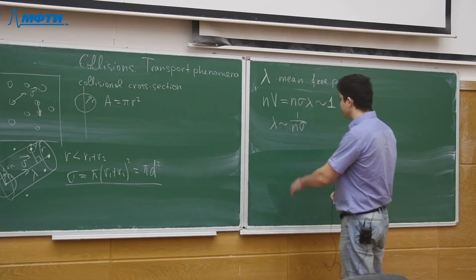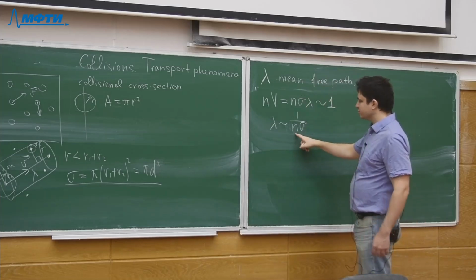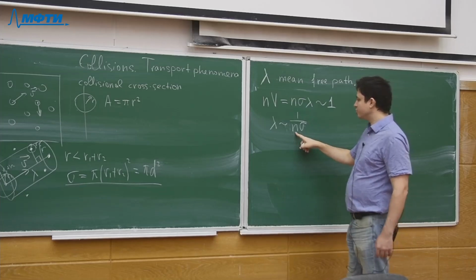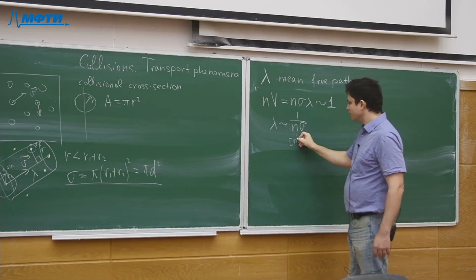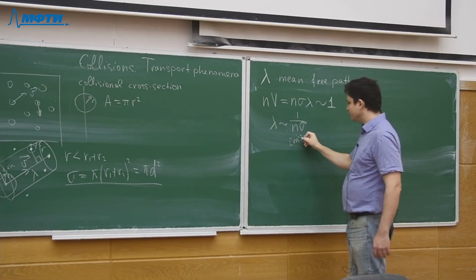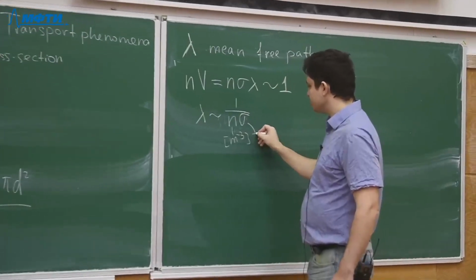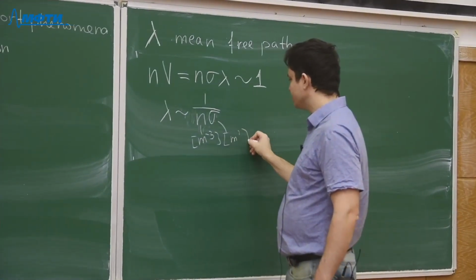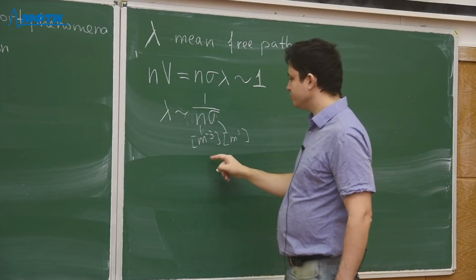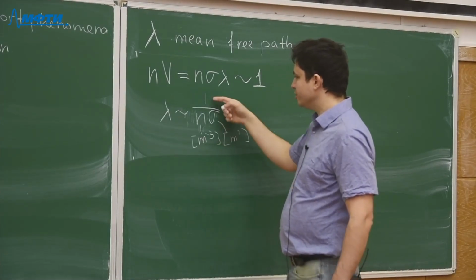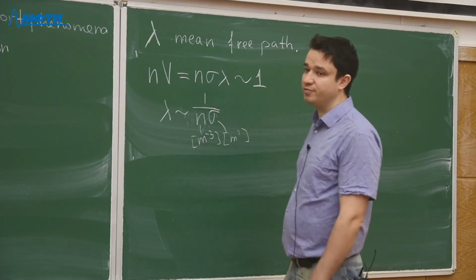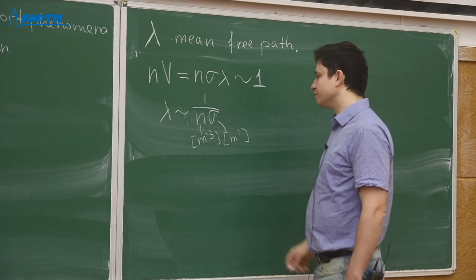And if you check the dimensions, everything would work, because n has the dimension of reciprocal meter cubed, while sigma has the dimension of meter squared. And if I multiply these two, that would give us meter to the minus 1, and the reciprocal of that would give me the units of length.